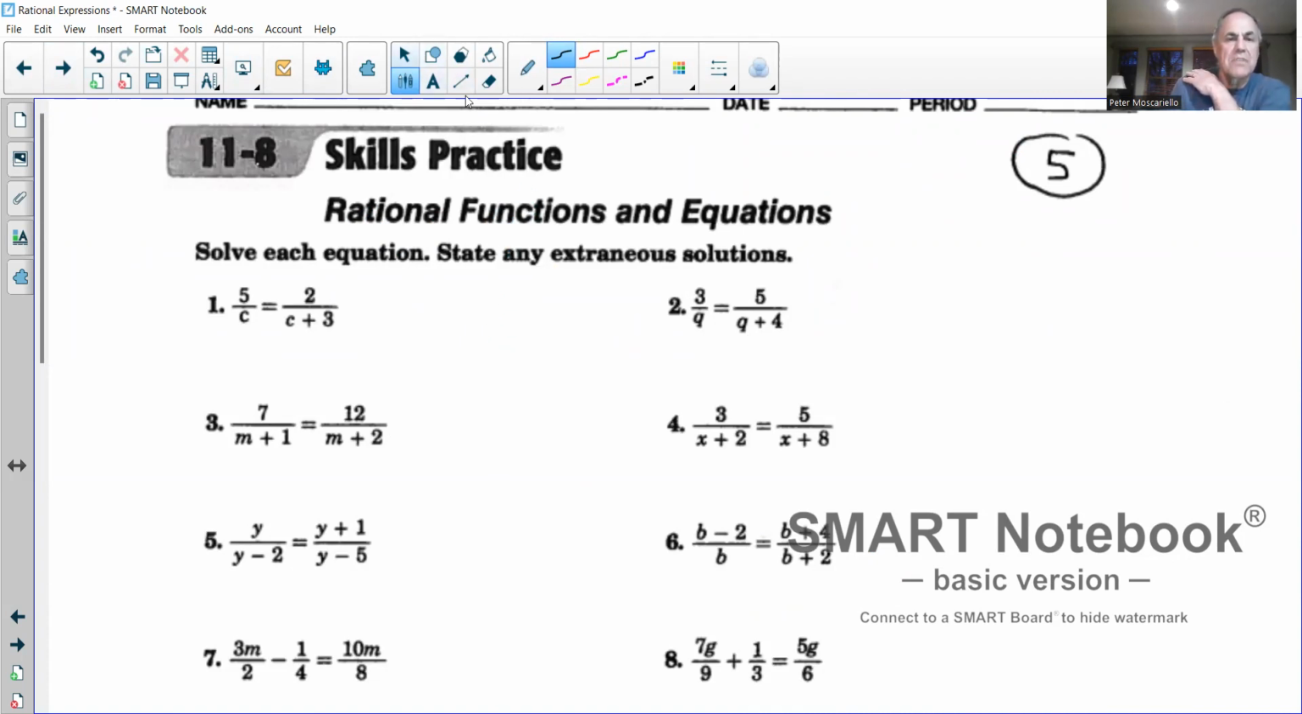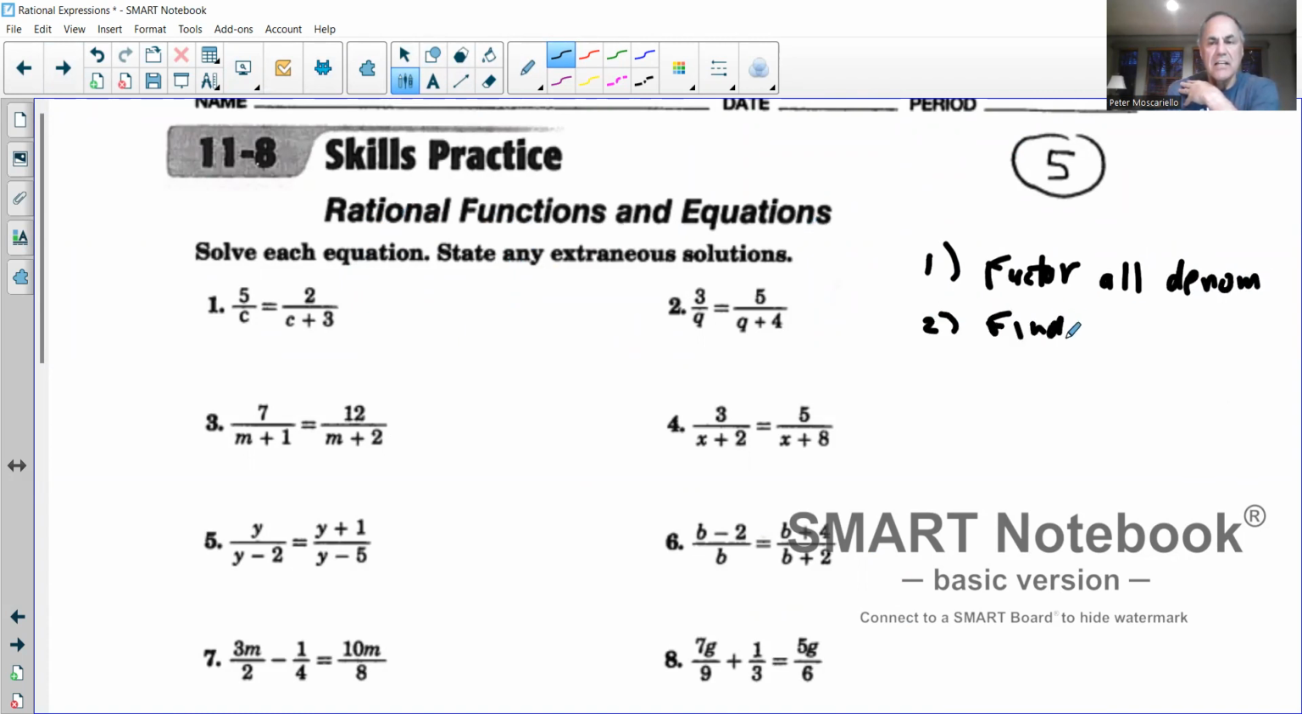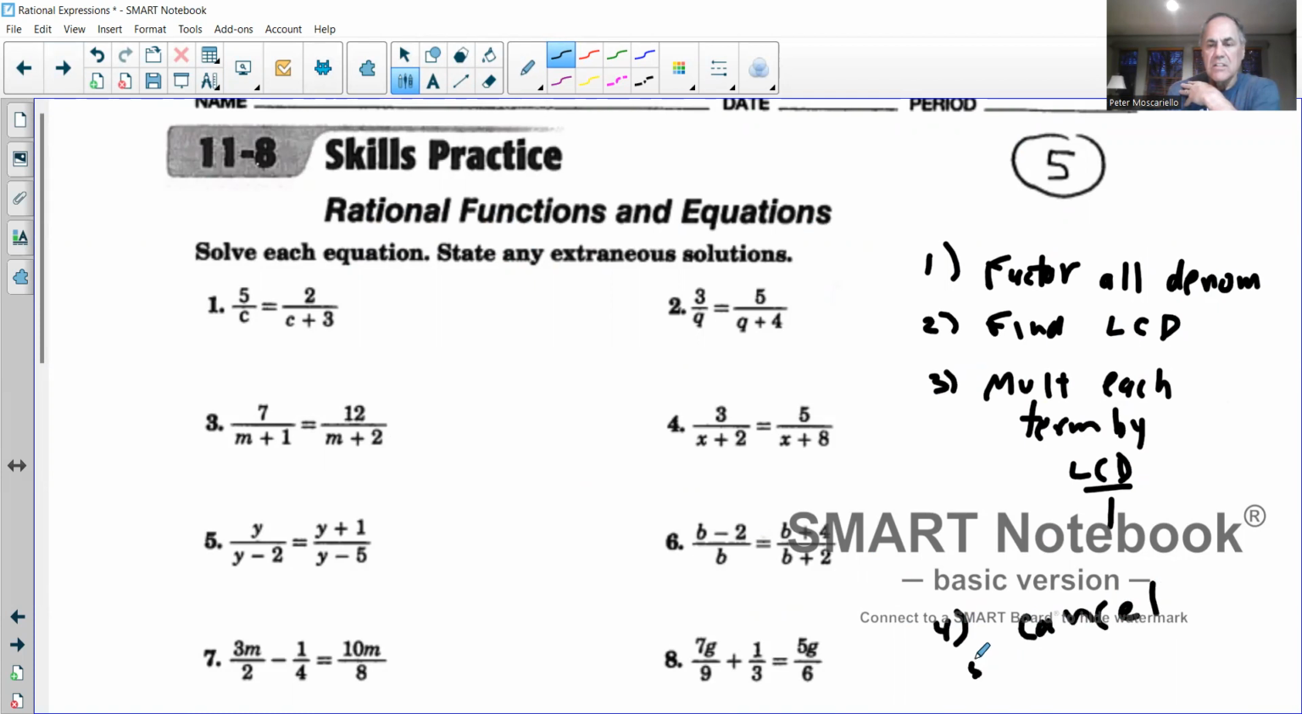All right, so 1 through 17 odd, solving rational equations. So remember the steps? The steps were to first factor all denominators, right? So factor all denominators. And then find the LCD, multiply each term by the LCD over 1. And then you get some cancel. And step 5 is solve, which could involve quadratic formula and all kinds of crazy, wacky stuff. So let's go. Let's do this.